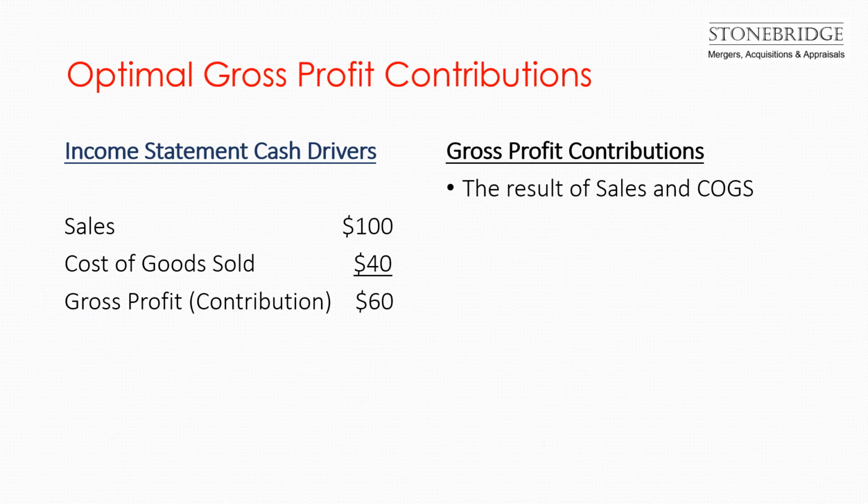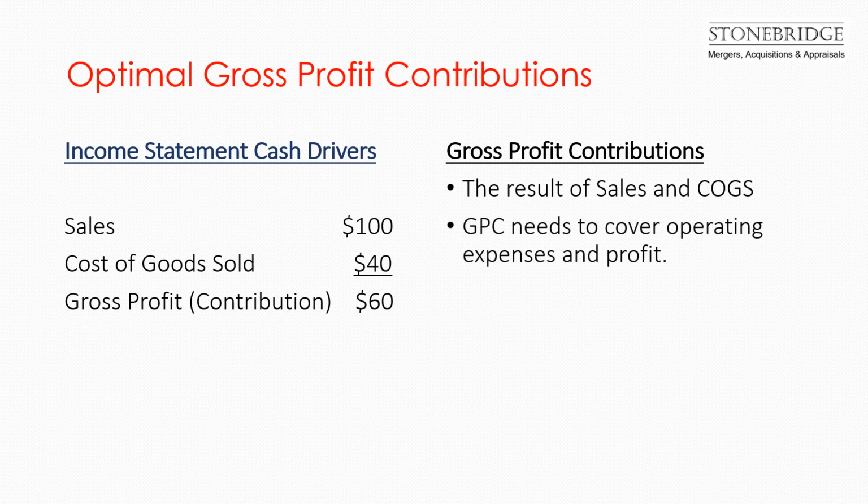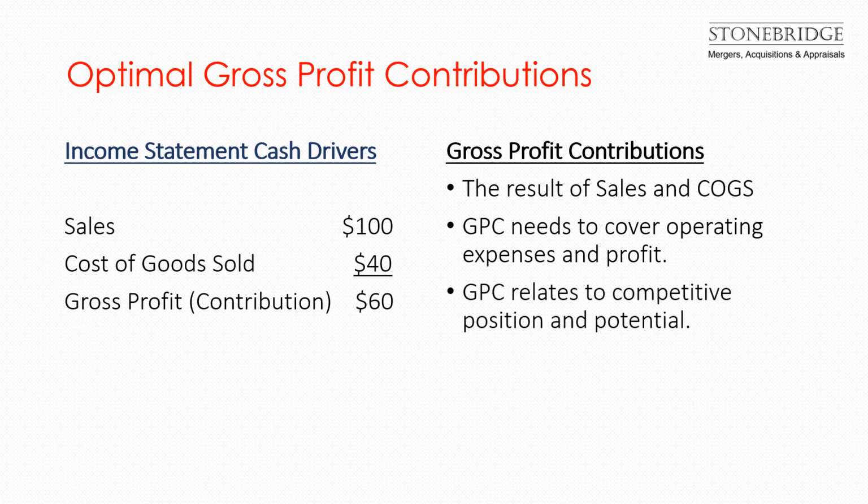We know the gross profit is after deducting the cost of goods sold from sales. The gross profit needs to contribute to the operating expenses and to a reasonable profit. The gross profit is impacted by the company's sales quality and the cost of goods sold margins, but also the gross profit can be influenced by a competitor and the company's position in the industry.